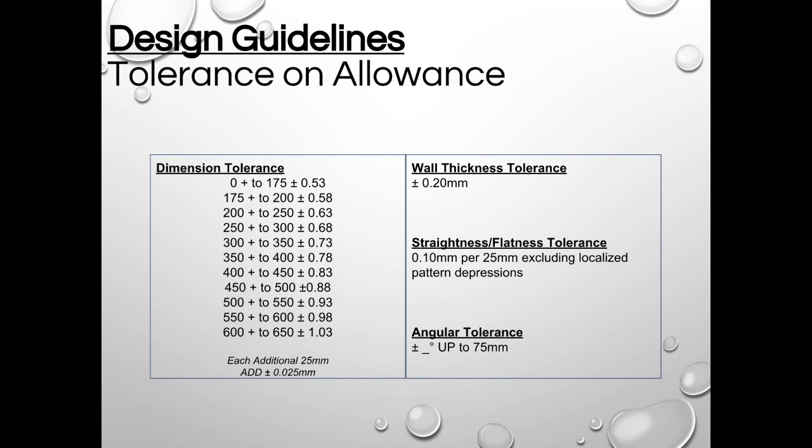One of sand casting's shortcomings is a poor surface finishing and tolerance. The tolerance on allowance varies for different dimensions. Generally, for each additional 25 mm, the dimension tolerance increases 0.025 mm. For wall thickness, tolerance is always plus or minus 0.2 mm. For straightness and flatness tolerance, there is 0.1 mm per 25 mm, excluding localized pattern depressions. And the angular tolerance varies up to 75 mm.